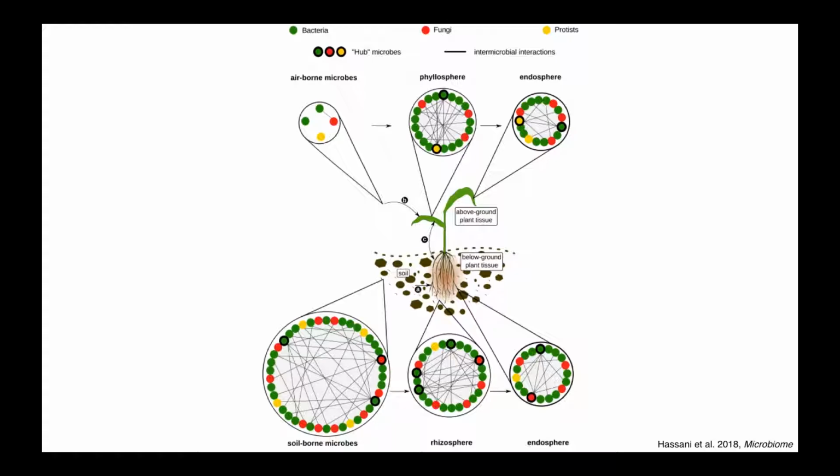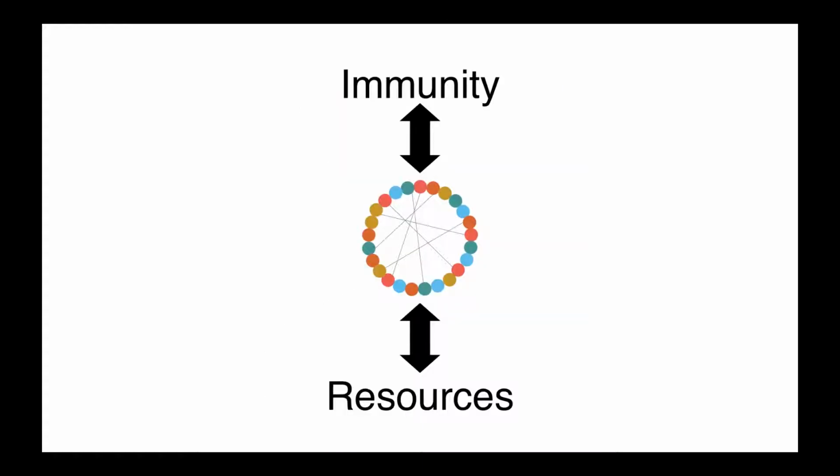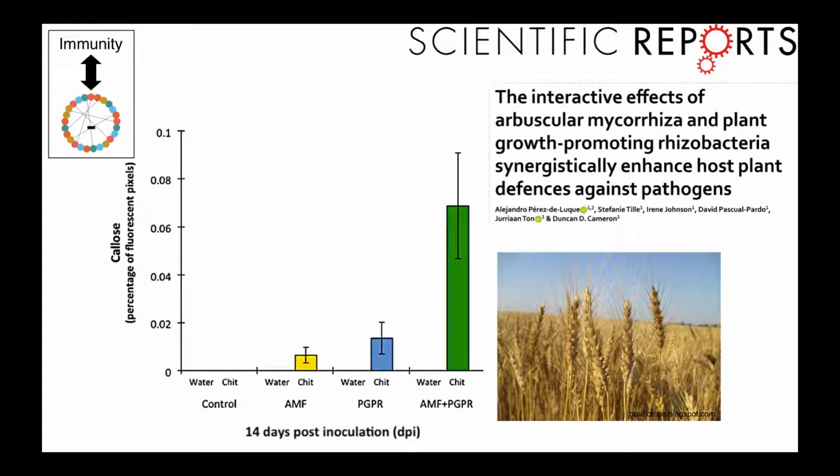Spatial organization is really important because their interactions can depend on how far away they are from each other. A couple of factors that contribute to these interactions are immune reactions of the plants that they're interacting with and resource overlap between the microbes. I should have said before, each of these dots represents a microbe and the lines are their interactions. And so, some examples of these resource and immune-mediated interactions.